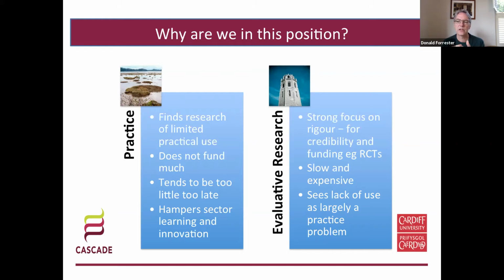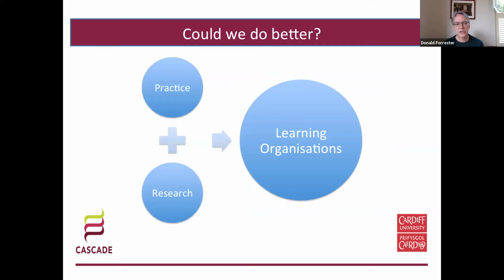And then I'll do a study for a year or two, and you might hear the findings 3 or 4, maybe 5 years down the line. That is far too slow and cumbersome to be really useful for practice by and large. And I think often in the research world, we see the lack of use of research as largely a practice problem, though there's quite a lot of effort to produce summaries and get research out there. But the idea is we're doing good research, we just need to get it out there. I think it's more complicated than that. I want to suggest we could do better, that practice and research should be coming together to create learning organizations.